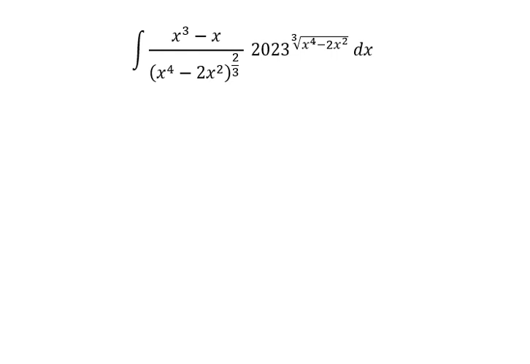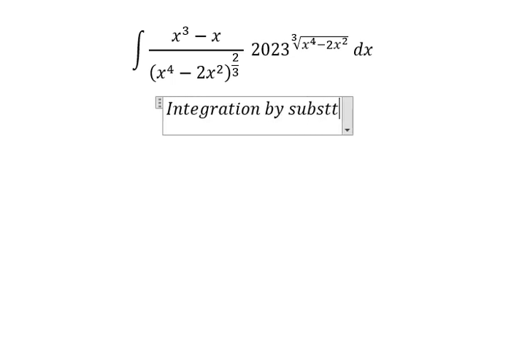Hello everybody. So today I want to talk about calculus, the topic about integration. Now I want to show you how to answer. We can use integration by substitution.